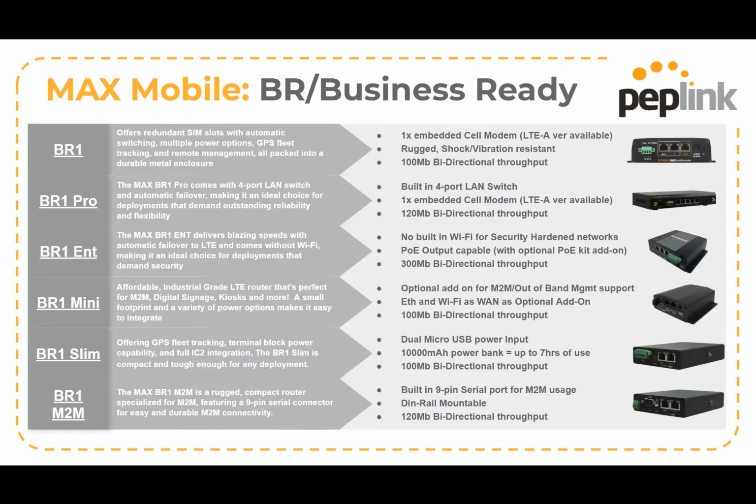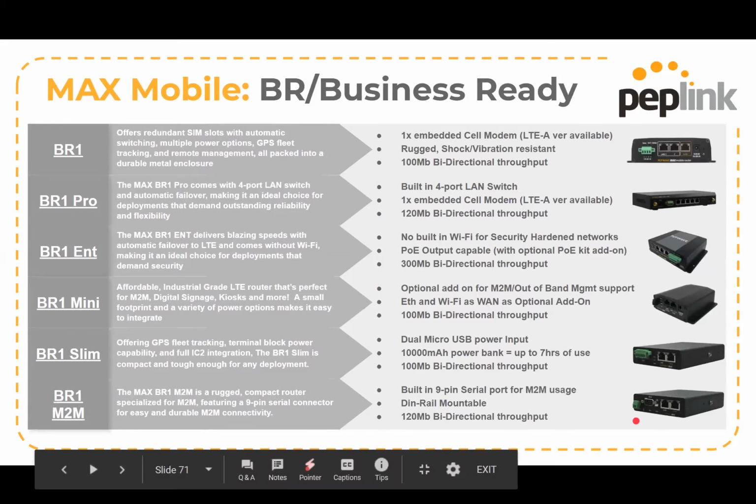So let's run through this really quickly again. We start with the BR1 on the top. We come down to the Pro with a 4-port switch. We go down to the Enterprise with no Wi-Fi but higher throughput. We go down to the Mini for a reduced cost version of the BR1. We go down to the Slim for portability, and the BR1 M2M for IoT and machine integration.